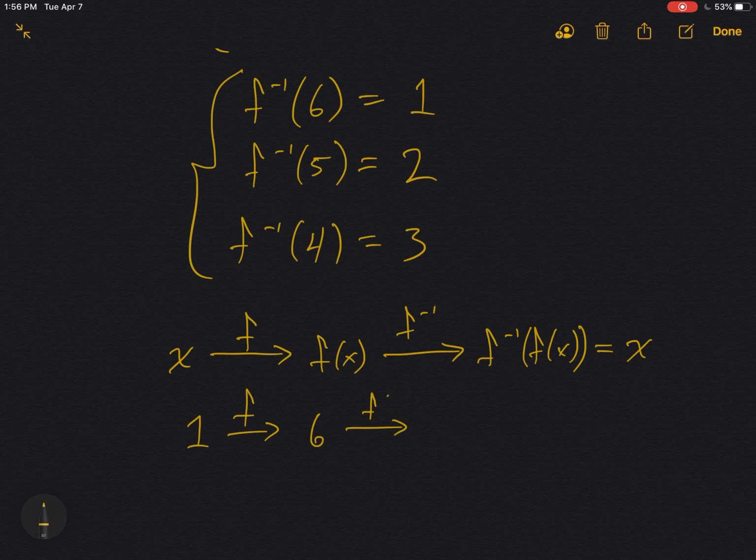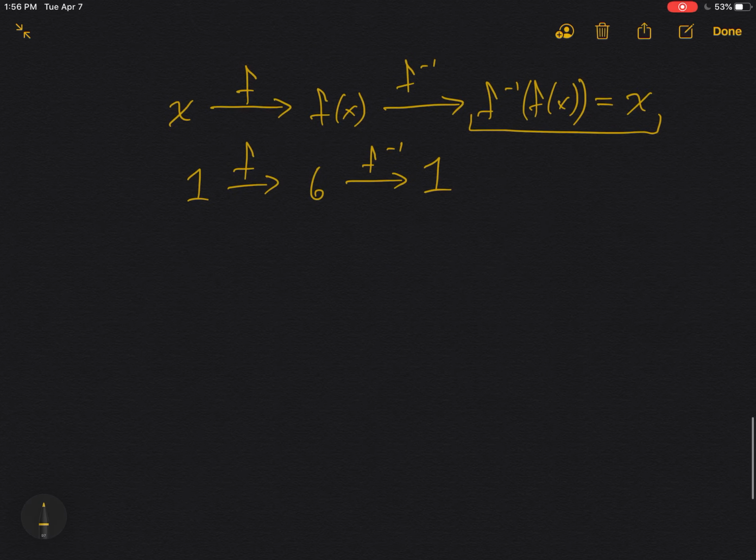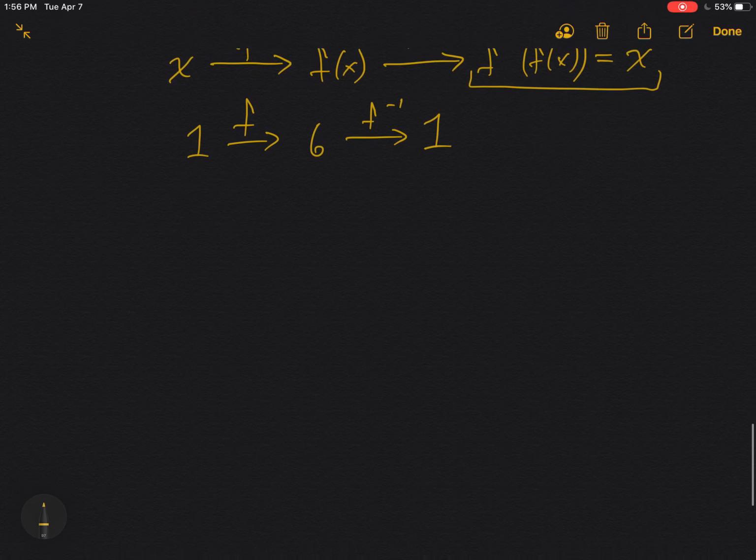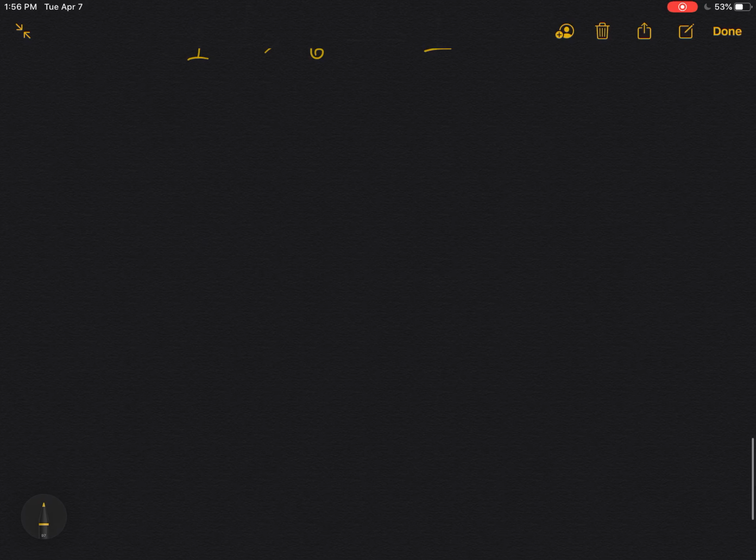If you plug in 1 into the function f, then the output was a 6. But then we saw that if you plug that into the inverse function, it takes you back to the 1. So in other words, if you compose these 2 functions, it should take you back to your original input. And that's actually how we're going to define an inverse function. So the inverse function is going to be the function that has this property.